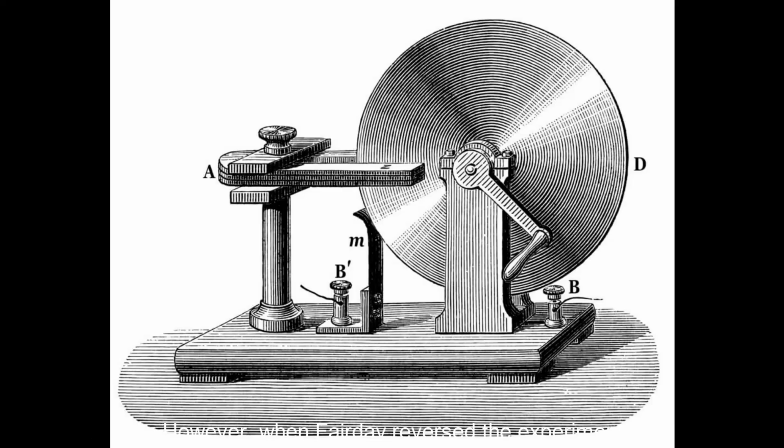However, when Faraday reversed the experiment, turning the magnet but leaving the disk motionless, he observed no current. This was surprising to him because he reasoned that any relative motion between the two parts should create a current in the disk. This is the first part of what is now known as Faraday's paradox.